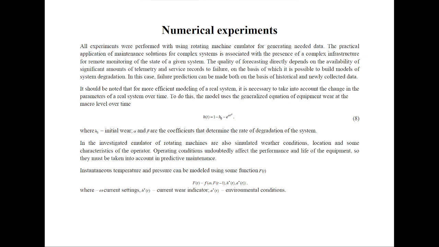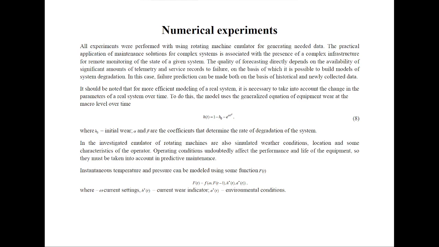The quality of forecasting directly depends on the availability of significant amounts of telemetry and service records to failure, on the basis of which it is possible to build models of system degradation. In this case, failure prediction can be made both on the basis of historical and newly collected data. It should be noted that for more efficient modeling of a real system, it is necessary to take into account the change in the parameters of a real system over time. To do this, it's possible by using equation 8.